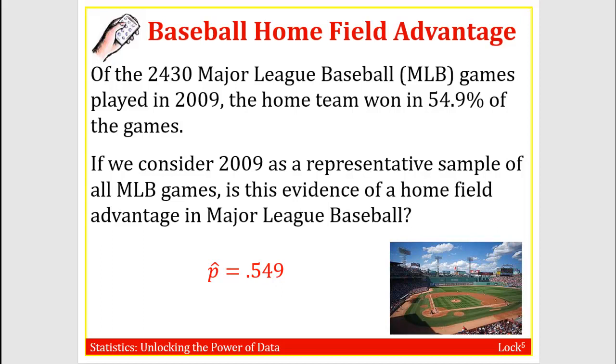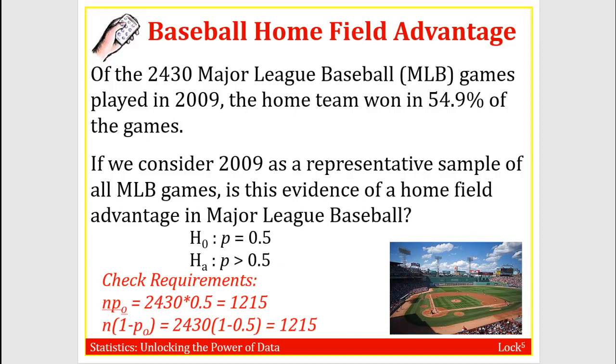Next, we're going to find our sample statistic. In this case, the sample statistic is going to be the sample proportion, or in other words, the proportion in our sample of games that were won by the home team. It tells us in the problem that the home team won in 54.9% of the games. That makes our sample proportion 0.549, and the correct notation for that is p hat.